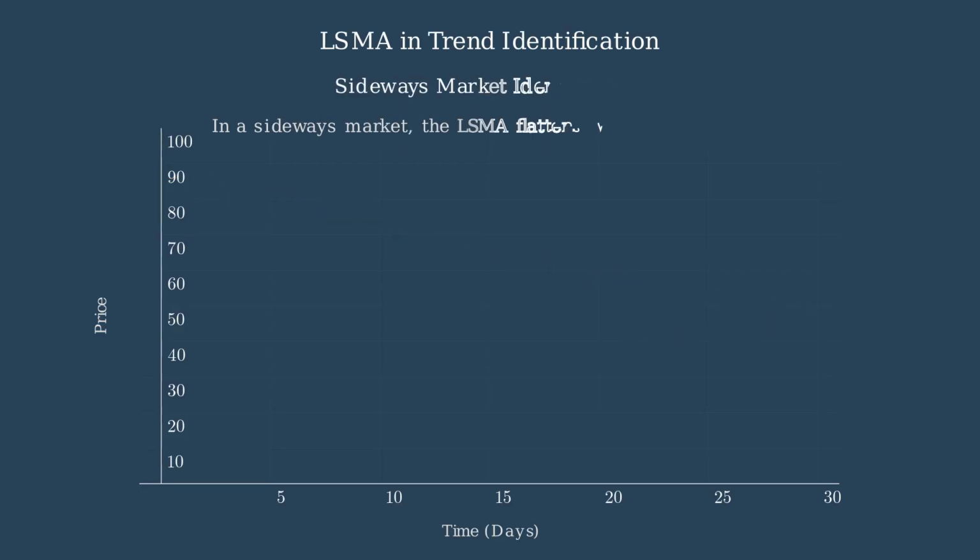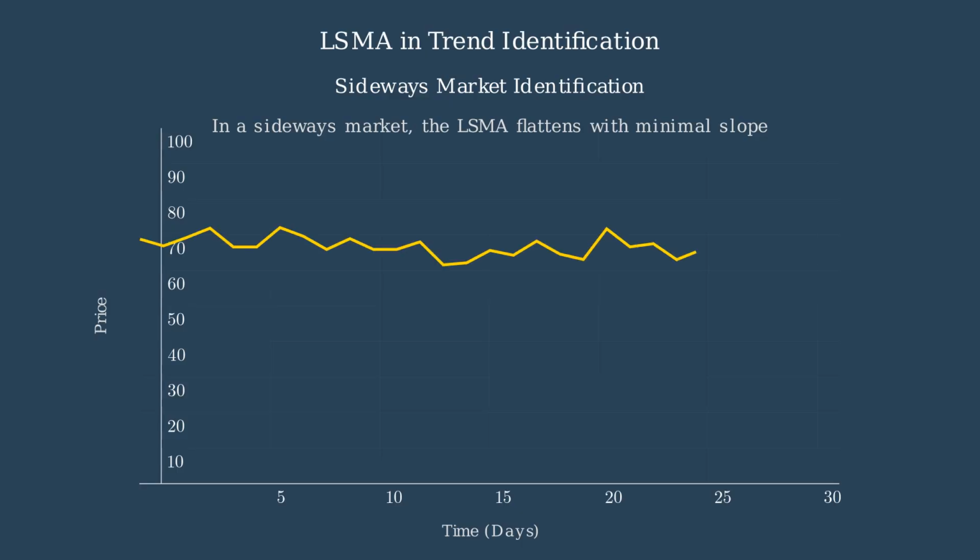In a sideways or ranging market, the LSMA line flattens, indicating a lack of strong directional bias. When the market lacks direction, the LSMA line has minimal slope. This indicates equilibrium between buyers and sellers and often signals that traders should be cautious or avoid directional trades.